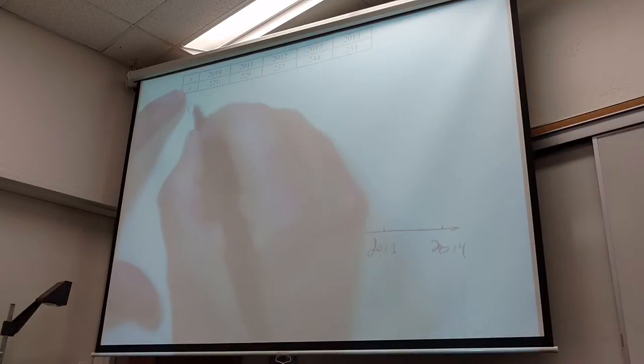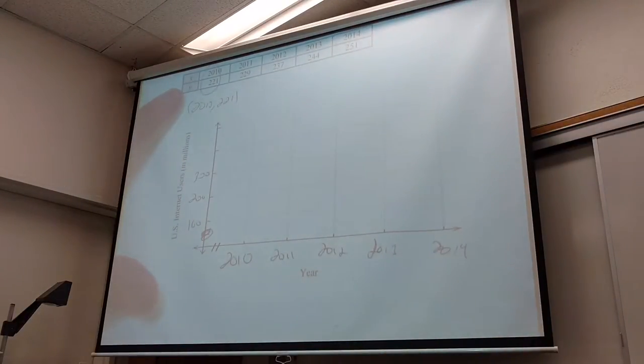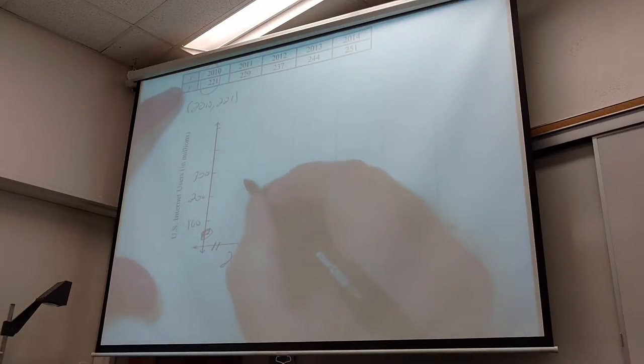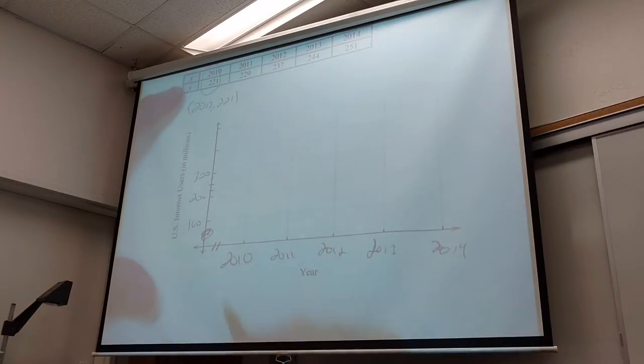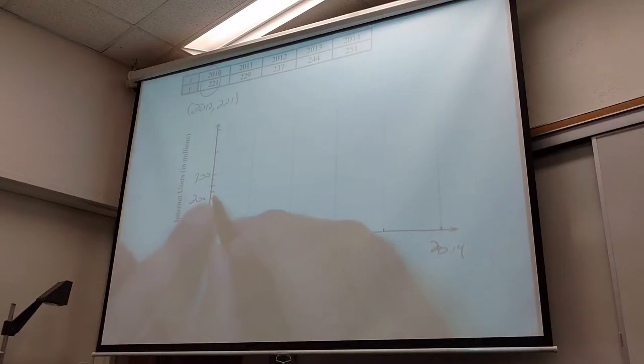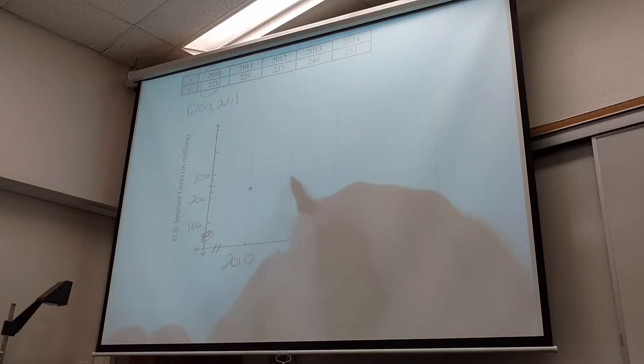221. Do you guys see how that's the point 2010, 221? It's written that way. So I go to 221. Where's 221? Well, here's 250. Here's 225. Do you see how I'm getting that? Halfway between is 250. Halfway between that is 225. So 221 would be about right there, roughly. 2011, 229 would be about right there.